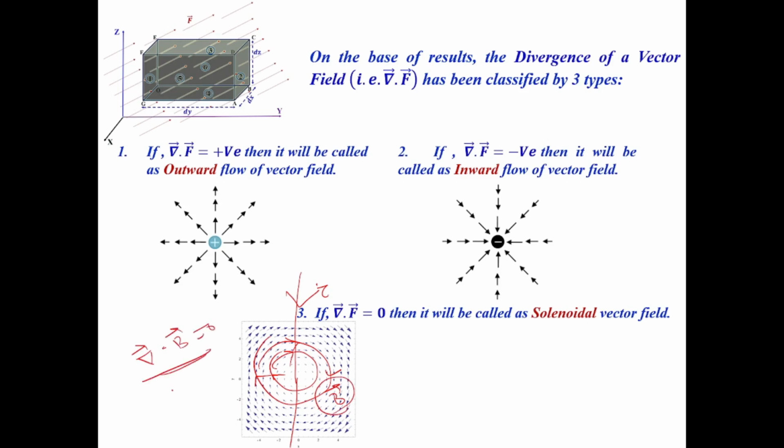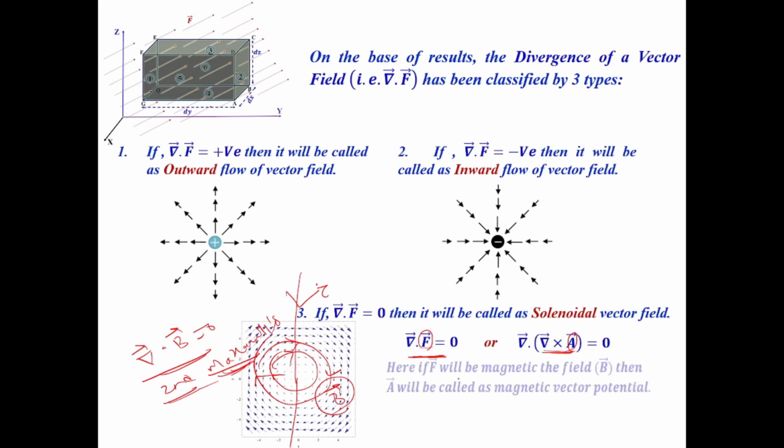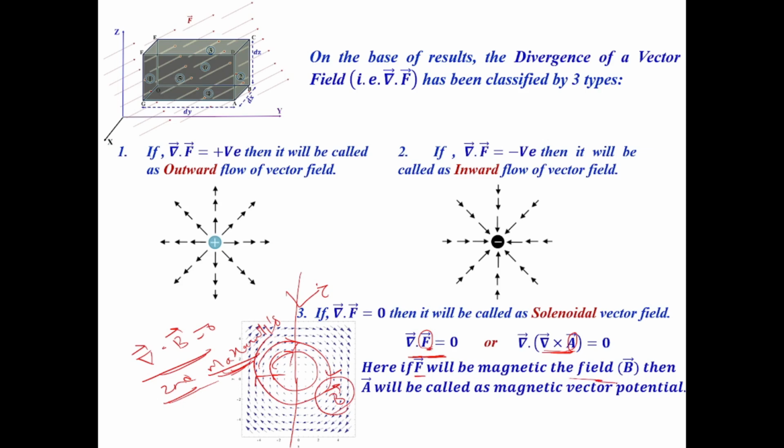That we know, this is also the second Maxwell's electromagnetic equation. This is the famous second Maxwell's electromagnetic equation. So here del dot F will be equal to zero. Then this F we can write as the curl of another vector. Suppose this is vector A, the curl of another vector A. So if the vector field F is considered as the magnetic field, then A will be called the magnetic vector potential.